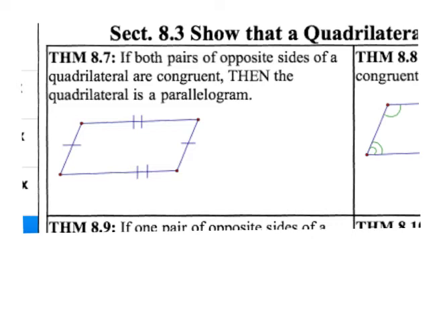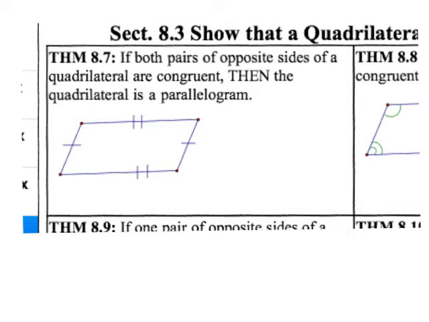Alright, section 8.3. I'm going to go through this pretty quick. In 8.2, we said, here's a parallelogram, and here are some characteristics about it. In this section, we say, here's a quadrilateral, a four-sided object. Figure out if it's a parallelogram or not. I'm going to go through these theorems pretty quick because they're the opposite, the converse of the 8.2 theorems.